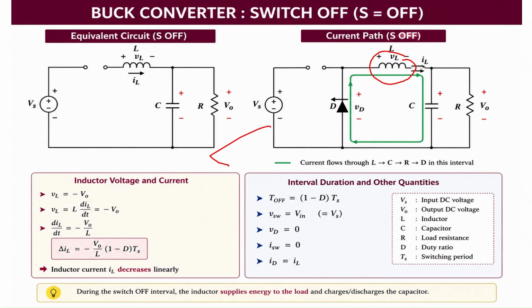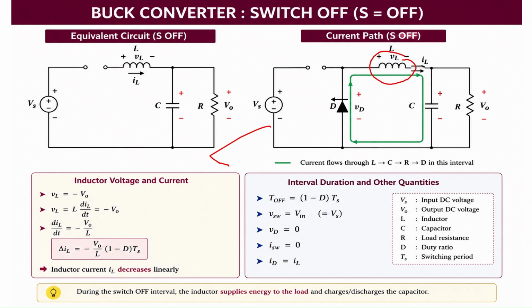Also, VL is L di by dt. We can write the voltage across the inductor as L di by dt. So here L di by dt is equal to minus V naught. Just rearranging this equation, like in the previous case, delta IL, which is the ripple in the inductor, is equal to minus V naught by L times dt.